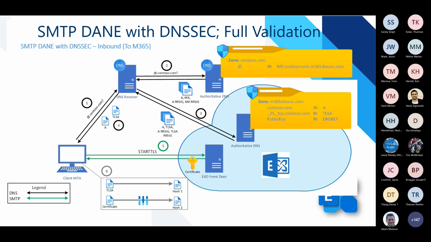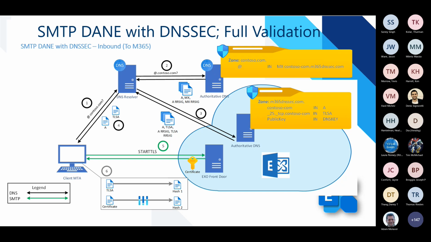If these records are not authentic, then this is where the validation really stops. There's no DANE without DNSSEC. That's not really implemented. So they have to be DNSSEC enabled, and in step 4 they are, and they're returned back to the client. In step 5, we see the client issuing STARTTLS to the Exchange Online front door and receiving the certificate from that Exchange Online front door.